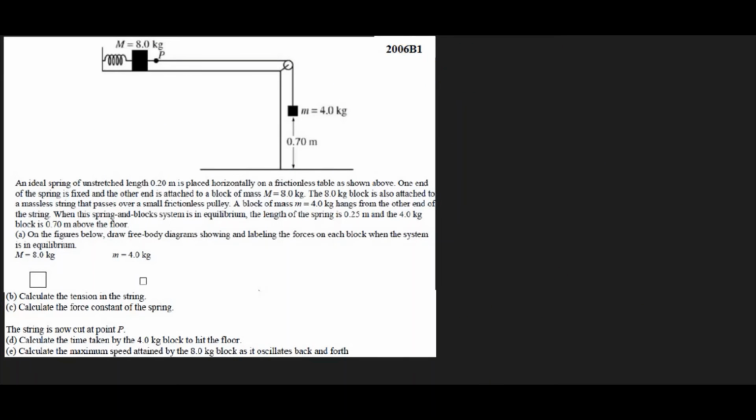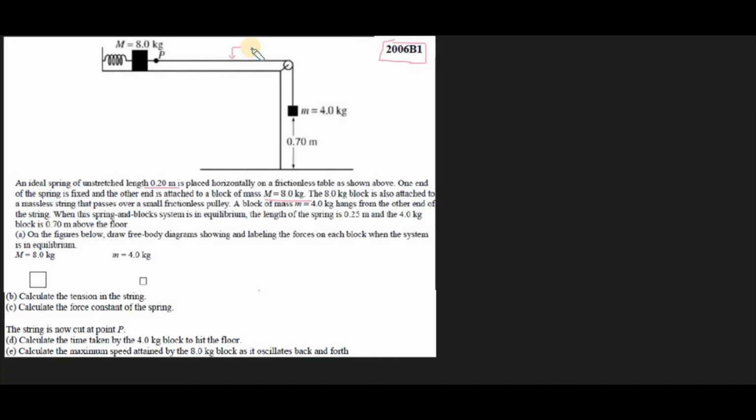These free response questions are from the year 2006. In this problem, it's given that an ideal spring of unstretched length 0.2 meter is placed horizontally on a frictionless table as shown above. One end of the spring is fixed and the other end is attached to a block of 8 kg. Here, this is the 8 kg block which is attached to the spring. The unstretched length of the spring is given as 0.2 meter and the mass of the block is 8 kg. Now the 8 kg block is also attached to a massless string.